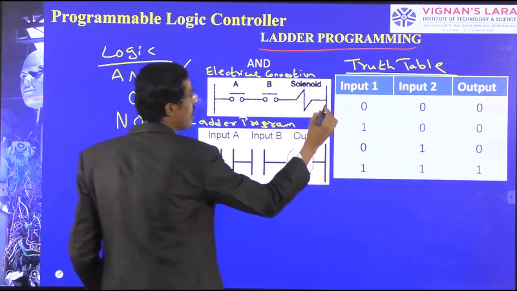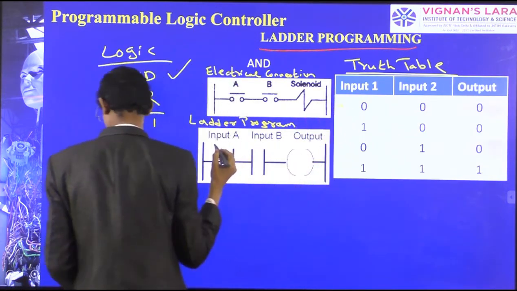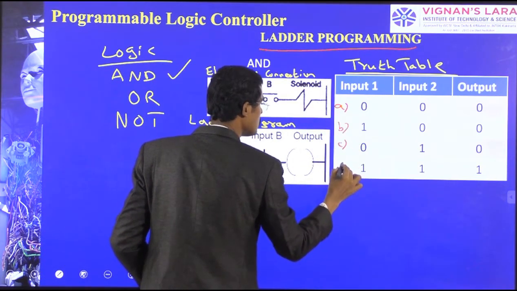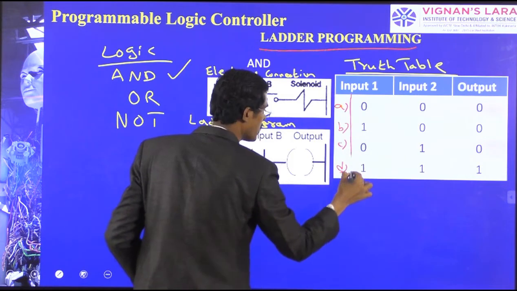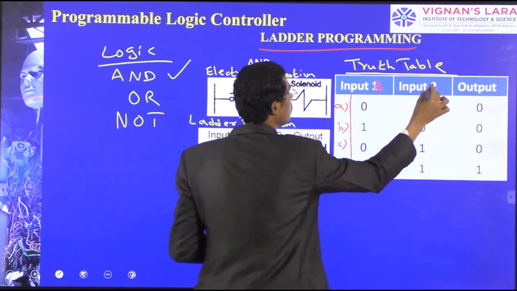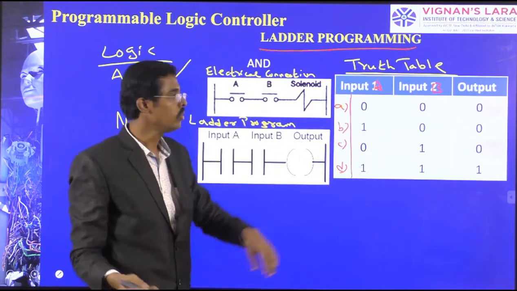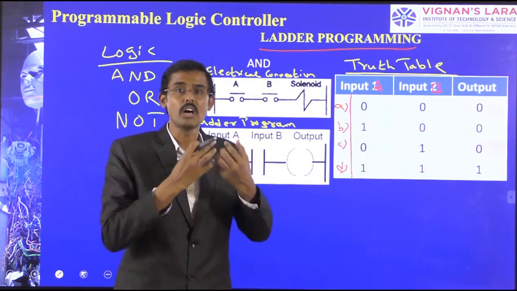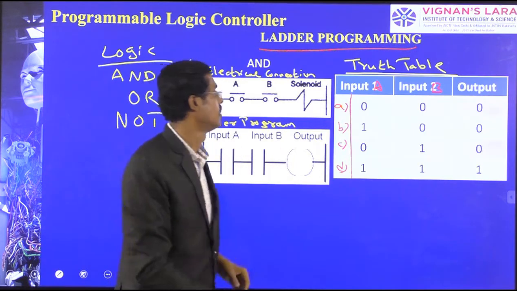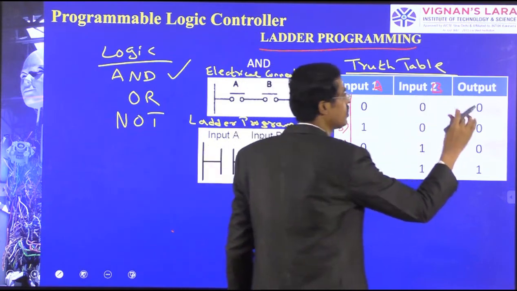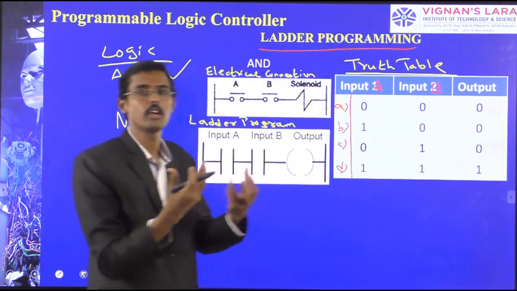This is case A. Case A, case B, case C, case D. So likewise we consider. This is input A, input B. The zeros and 1s represent on and off of the switches. I have not turned on anything. A not on, B not on, so output did not come, the bulb did not blink.